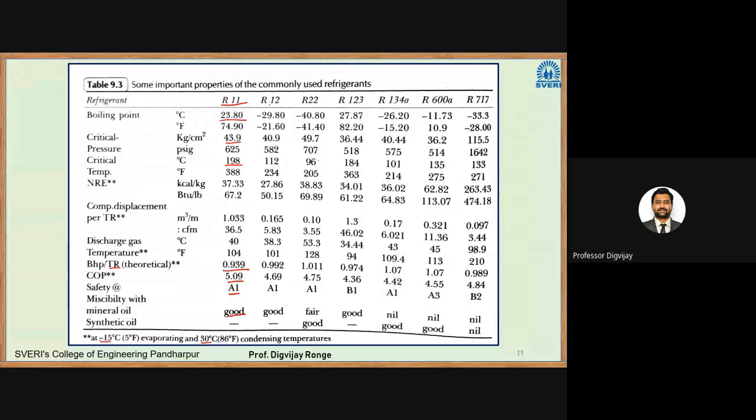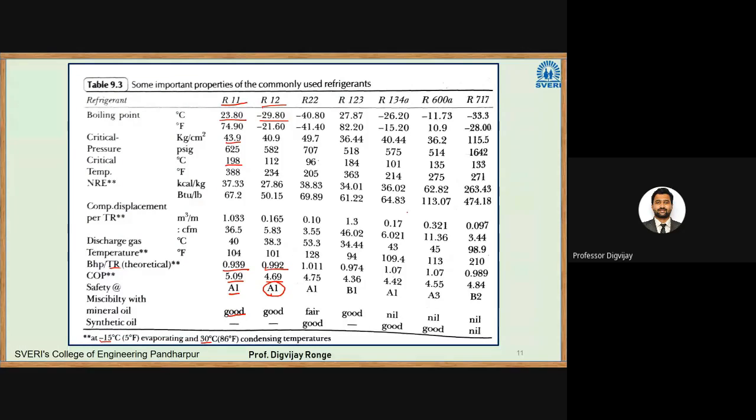Okay, if I take R12, you can see the boiling point is in minus degrees, which is again uncommon to us. It boils at a temperature of minus 29.8, or you can say minus 30 degrees Celsius. Boiling point means it is converted from liquid to vapor. Then BHP per ton is 0.992 and COP is slightly less, 4.89. But again, the toxicity and flammability are given as A1. A1 means less toxic and non-flammable.